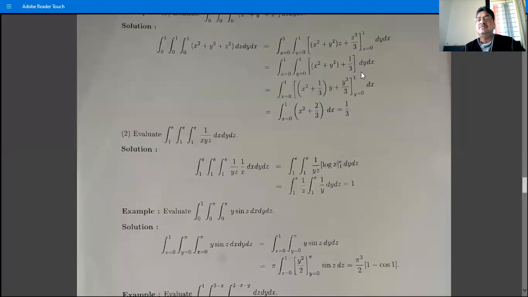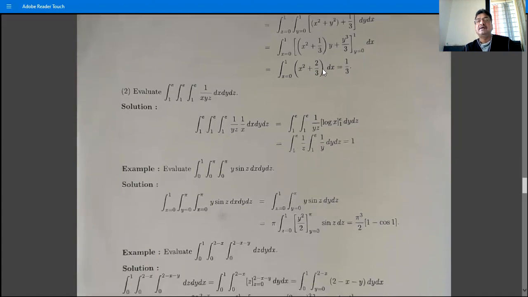Then integration is with respect to y now, so x square is constant, 1 by 3 is constant. Integration of x square is x square y, integration of 1 by 3 is 1 by 3y, so totally we get x square y plus 1 by 3y, and integration of y square is y cube by 3. Value at the upper limit minus value at the lower limit, 0 to 1 as the limit.